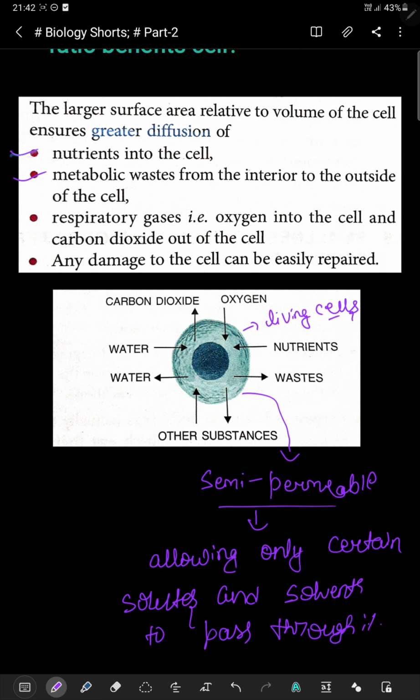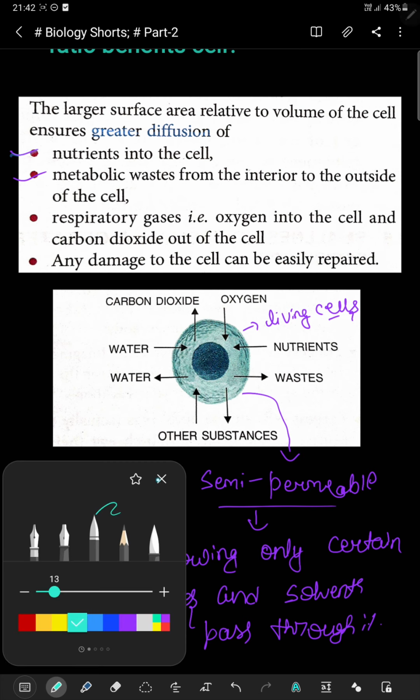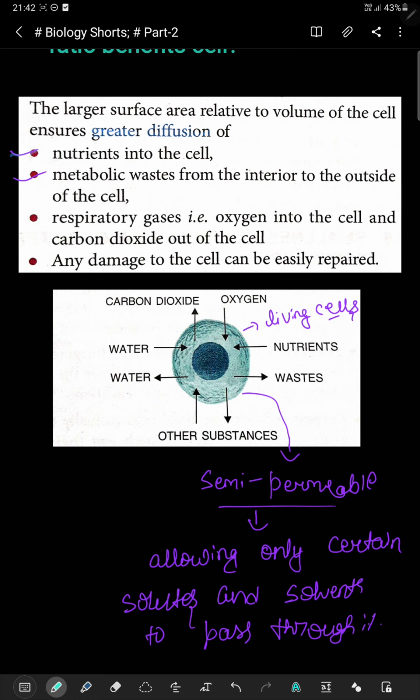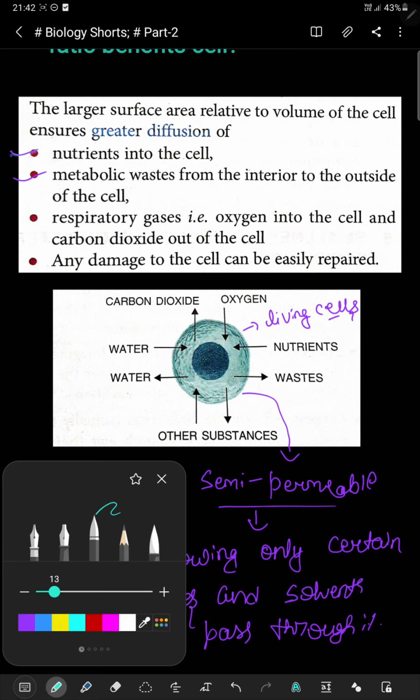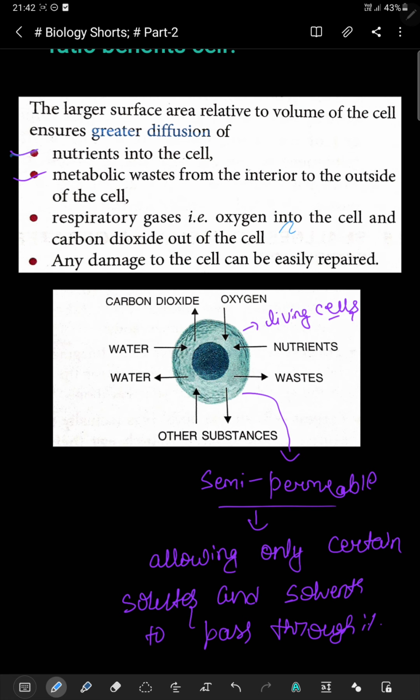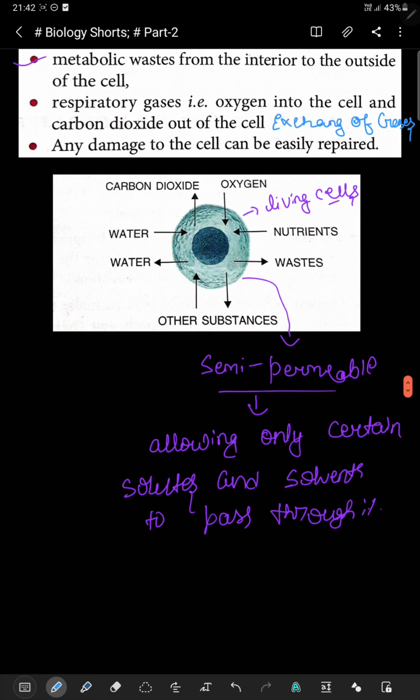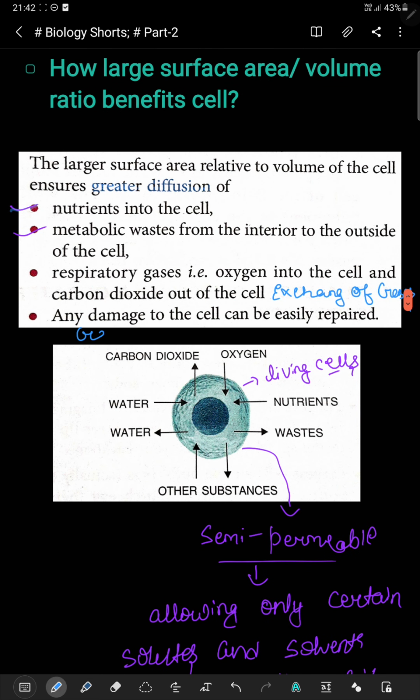Then respiratory gases, that is oxygen into the cell and carbon dioxide out of the cell. So here, exchange of gases takes place, because oxygen is taken in and carbon dioxide is released outside. Then any damage to the cell can be easily repaired.